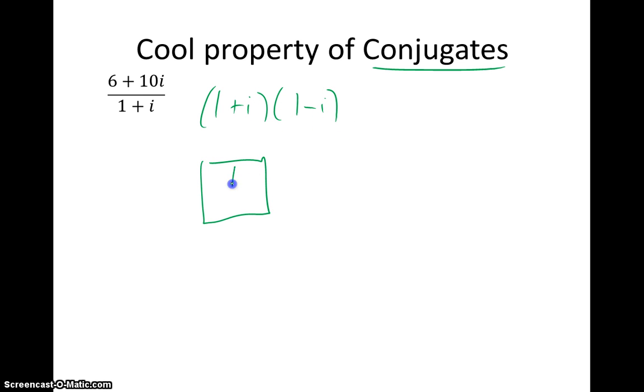So multiplying 1 plus i times 1 minus i. We need a box for that. So we have 1 plus i, and we have 1 minus i. 1 times 1 is 1. 1 times i is i. 1 times negative i is negative i.